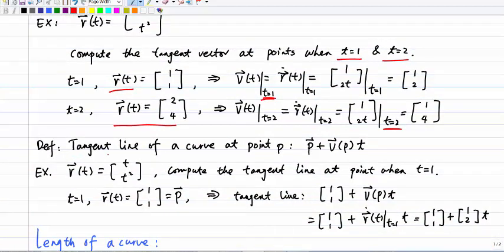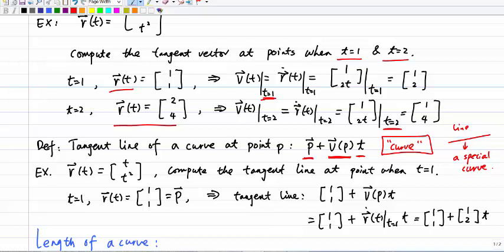The tangent line of a curve at a point P: we first have to calculate this point, and we want to compute the tangent line at time t. Let's say this is a line. You can sort of say this is a curve, because a straight line is a special type of curve, right? So the tangent line of a curve at the point P is P plus the tangent vector times t.